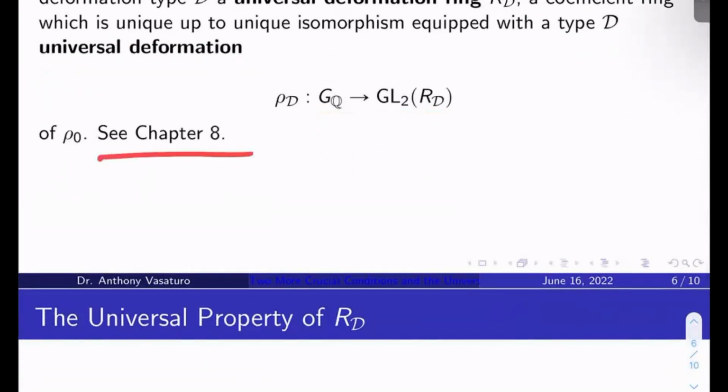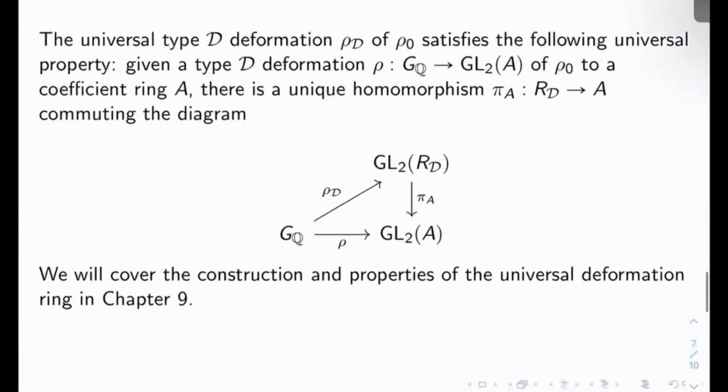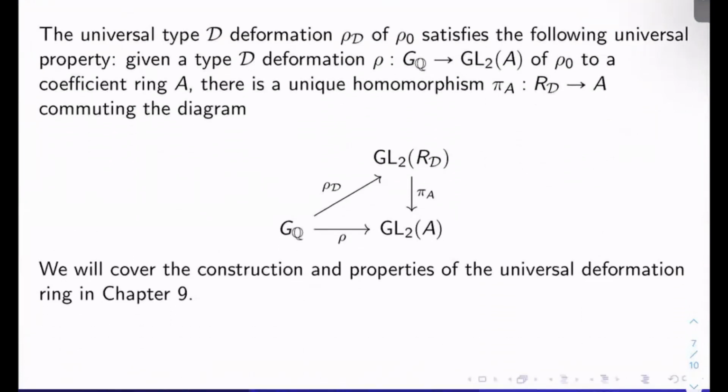Again, we'll be discussing this in chapter 8. R_D has this universal property. Its universal property is as follows. The universal type D deformation ρ_D of ρ₀ has this property: if I give you any type D deformation ρ, from G_Q to GL₂ of A of ρ₀, to a coefficient ring with residue field K, right?